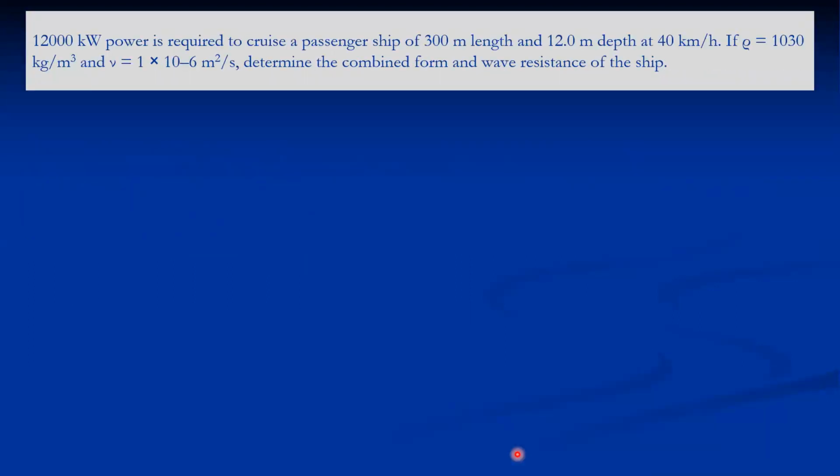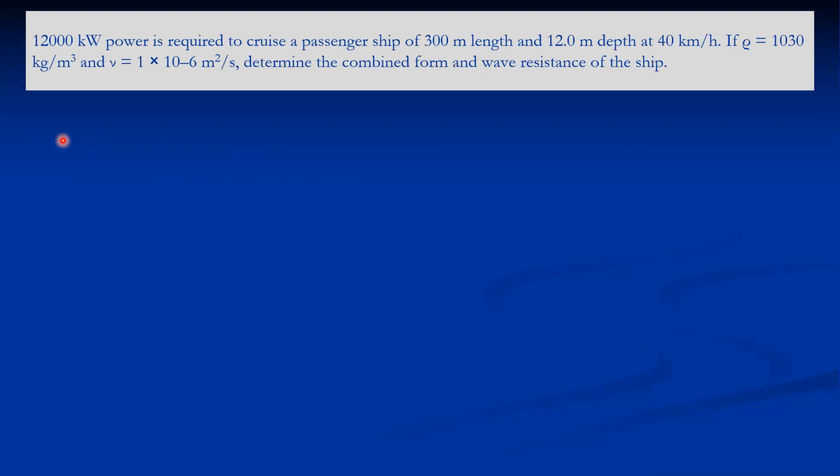And this problem is related to the ship. The power required to drive the ship is given, that is 12 megawatt. So it is a very large power, that is 12,000 kilowatt. Power is required to cruise a passenger ship of 300-meter length and 12-meter depth at 40 kilometers per hour.